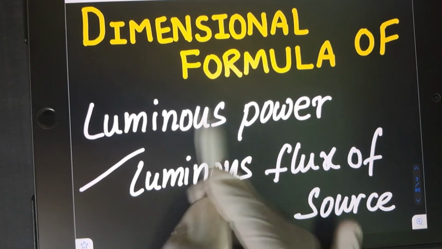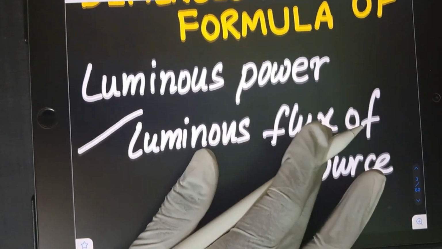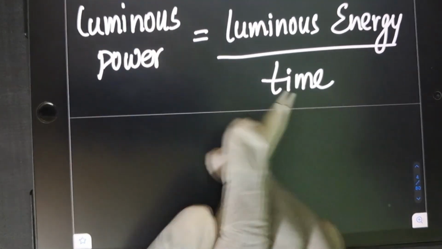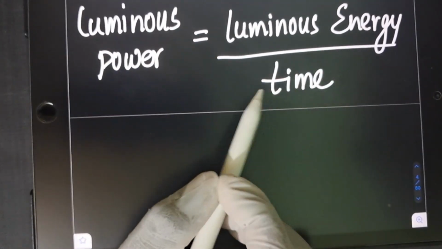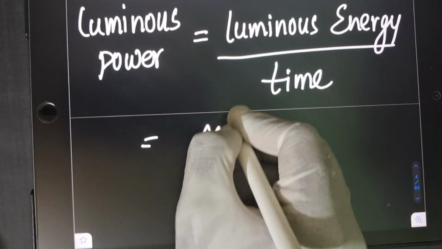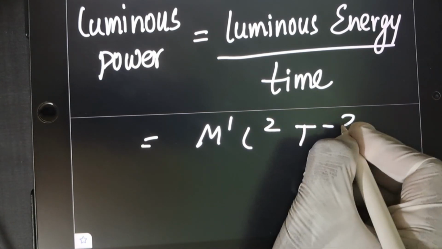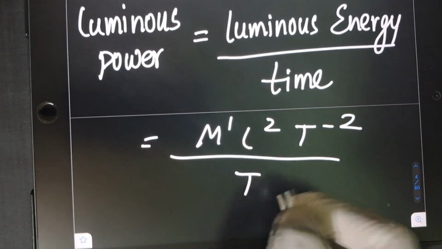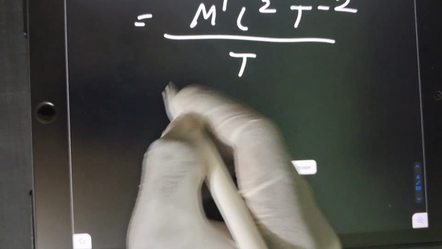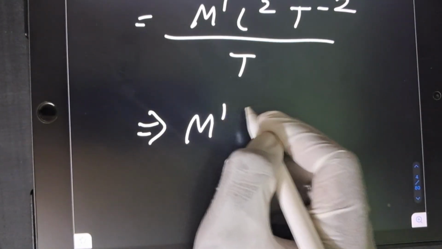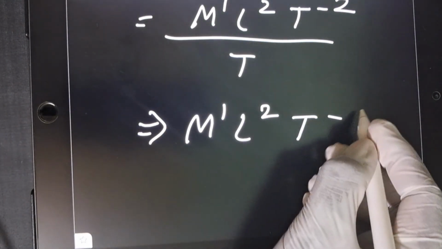To find the dimensional formula of luminous power, luminous flux of source, the formula is luminous energy by time. We must know the dimensional formula of energy here, M power 1, L power 2, T power minus 2, by time t. On reciprocal of time t, we get M power 1, L power 2, T power minus 3.